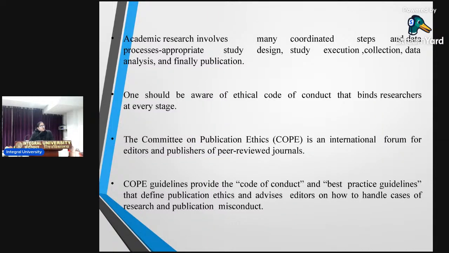Okay. So your academic research involves many coordinated steps. By now, you might have understood that your research problem involves many coordinated steps, which involve data processes, isn't it? Appropriate study design, study execution, collection, data analysis, and finally publication. So what is the flow chart of your academic research? If we talk about the flow of your academic research, what does it involve? It involves many coordinated steps, right?